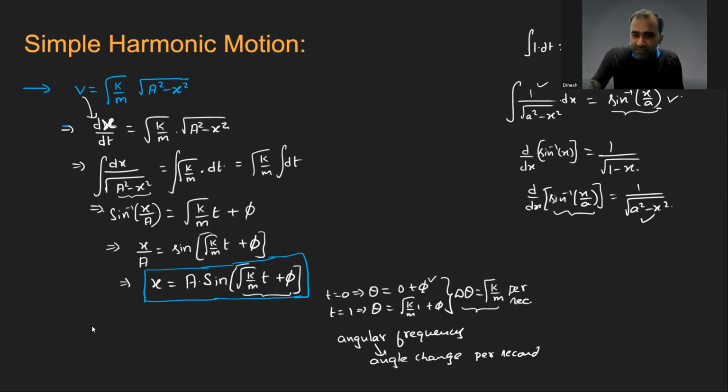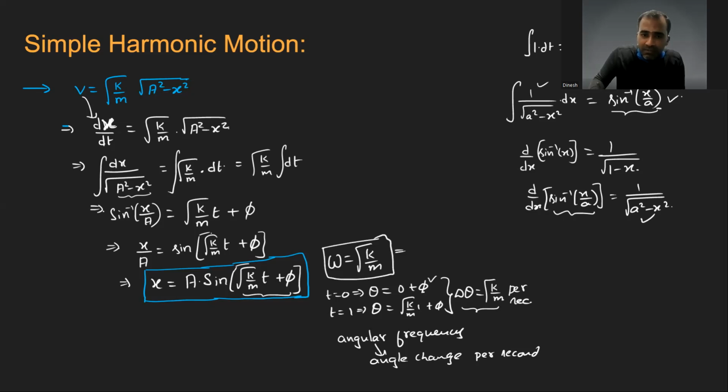Angular frequency we call it, or angular velocity also we can call it. In 1 second, how much is the phase change or angle change? That is what angular frequency or angular velocity is. So since root of k by m is the angle change per second, or simply, as I told you blindly, whatever is beside t, that itself is omega. So what is omega here? Root of k by m. Correct? Omega is root of k by m.